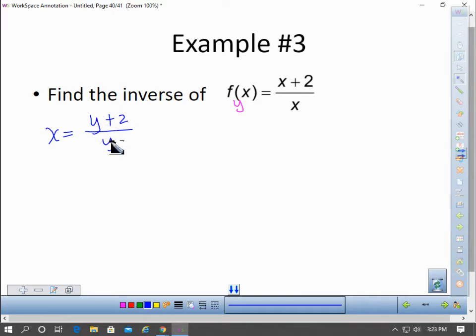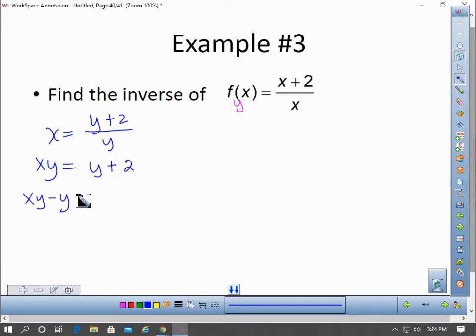So first thing I'm going to do is I'm going to multiply this y over here. So that's going to be xy = y + 2. Now I'm going to minus this y over. So xy - y = 2. And now I'm going to factor out the y so that I only have one y. So that'll leave me y(x - 1) = 2.